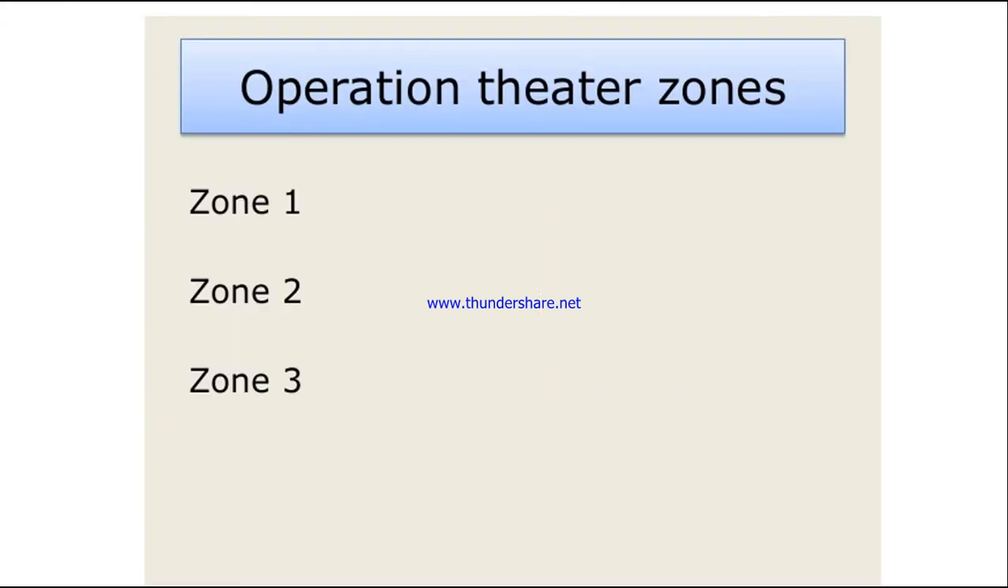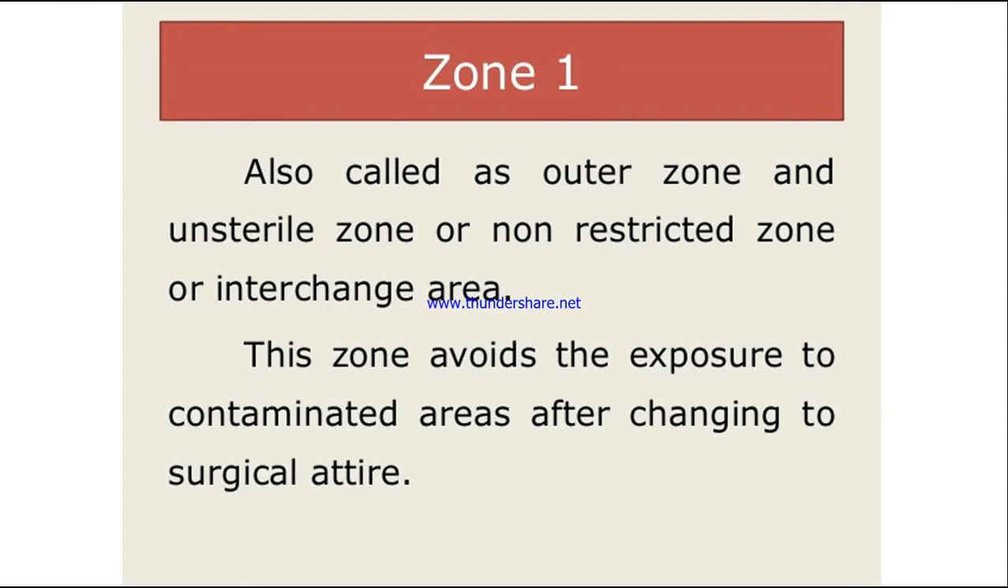Next, in OT there are 3 zones. One is zone 1, zone 2 and zone 3. So these are some specific zones that are present in the OT. And these are: number 1, zone 1. It is called the outer zone or unsterile zone. Okay, so it is not very strict, and it is not a sterile area. It is the outer zone. This zone avoids the exposure to contaminated areas after changing into surgical attire.